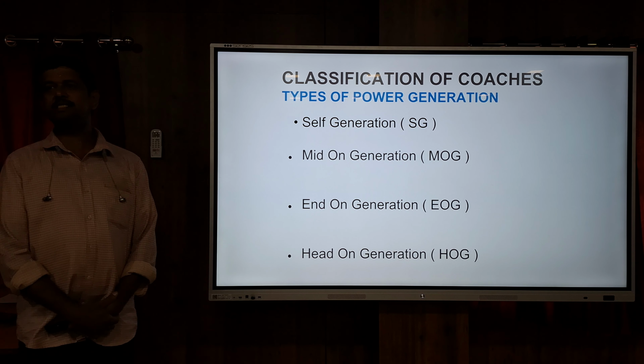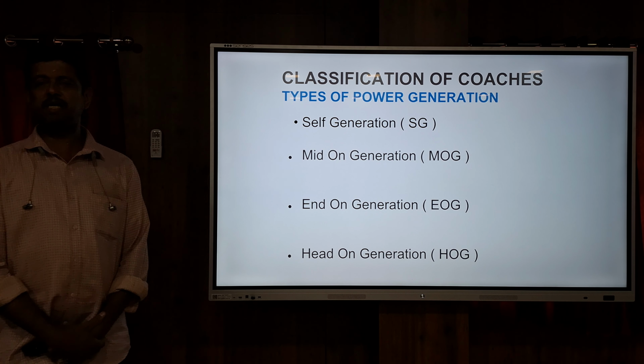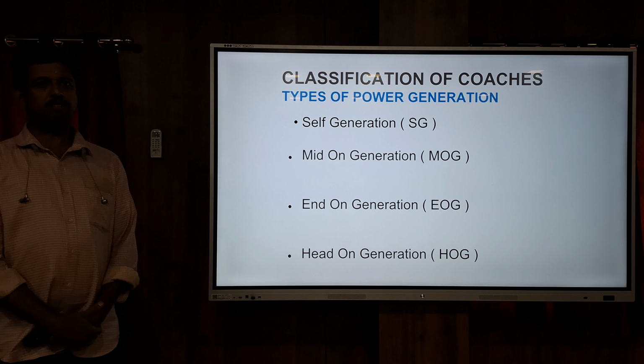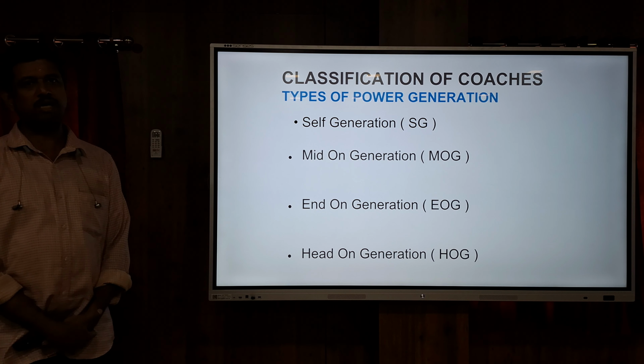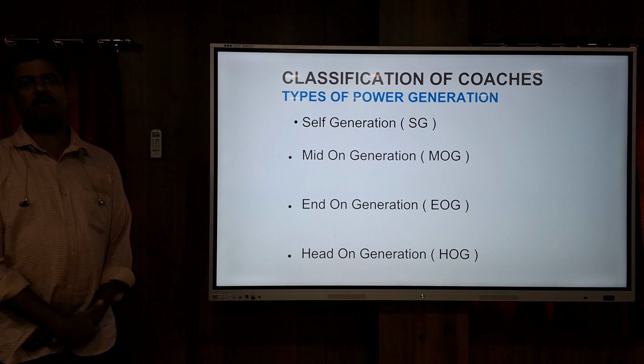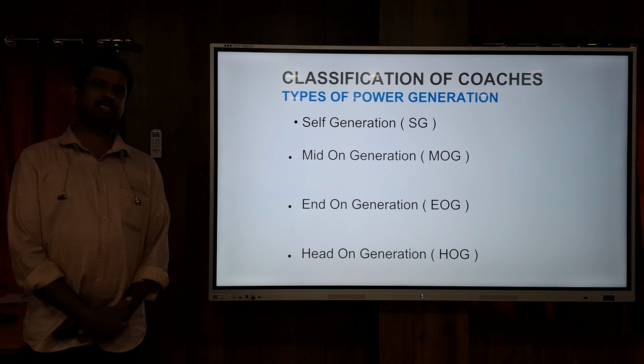End-on generation, where the end is the last coach or the power car. Even though the HOG system is there, they can use end-on generation also in case the hotel load fails en route. Otherwise, if we are not able to provide a hotel load fit locomotive for that train, they will use EOG and they will work the train.